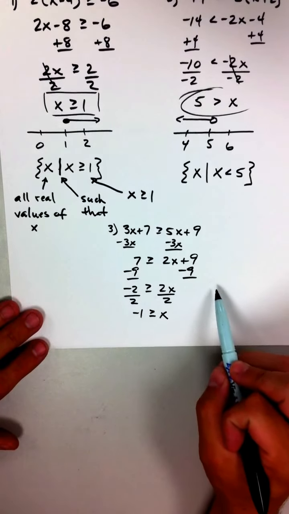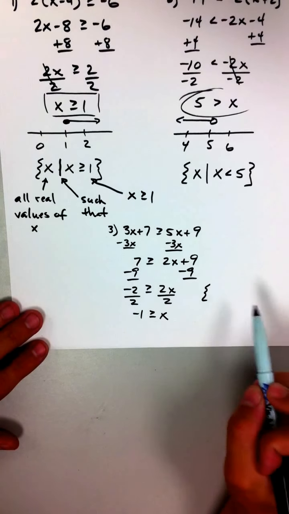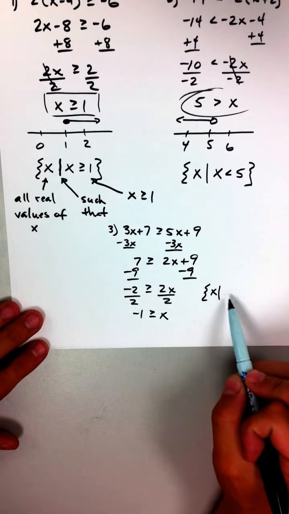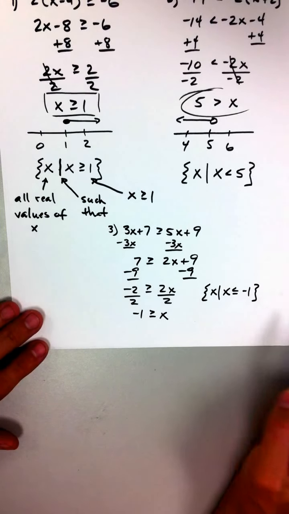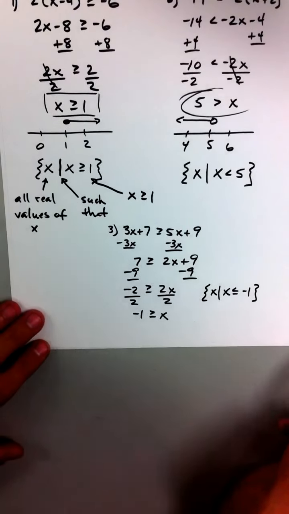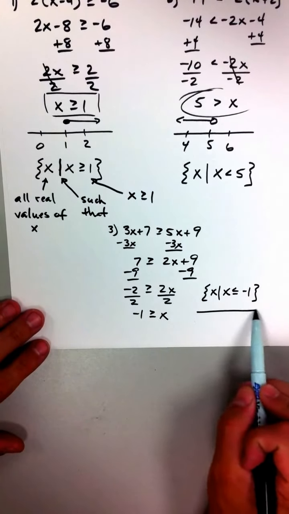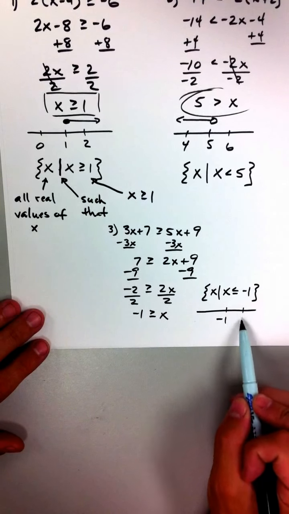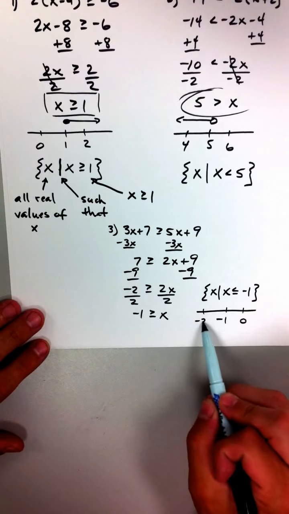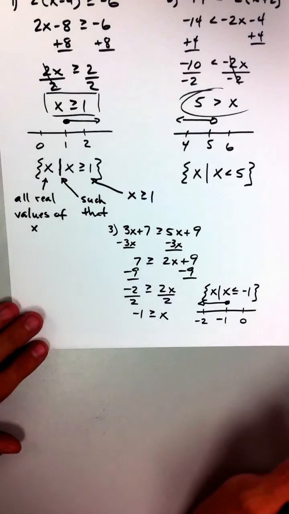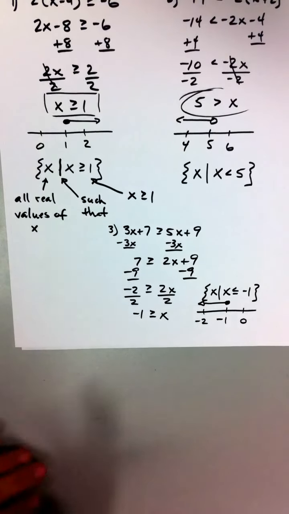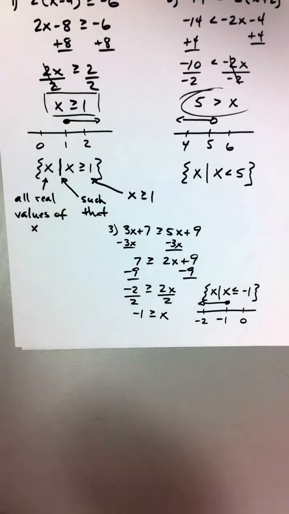So the right way, or the set notation way, would be I'd write all values of x such that x is less than or equal to -1. And if I were going to graph it, I would just do -1, here's 0, here's -2, less than or equal to, and an arrow. And that's it. That's, for the most part, how you go about solving multi-step inequalities.